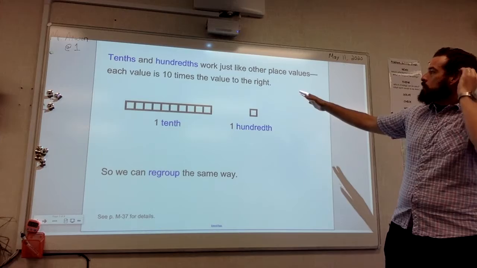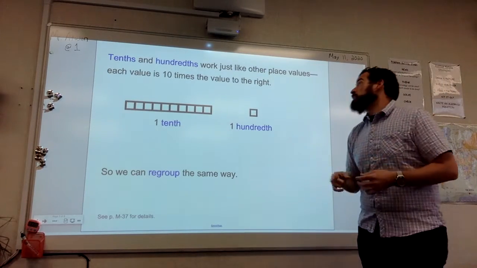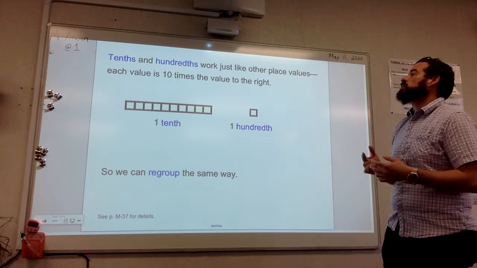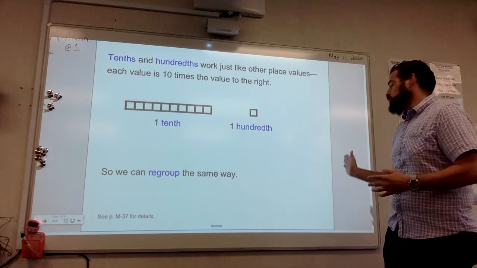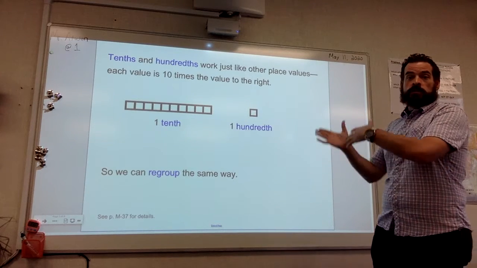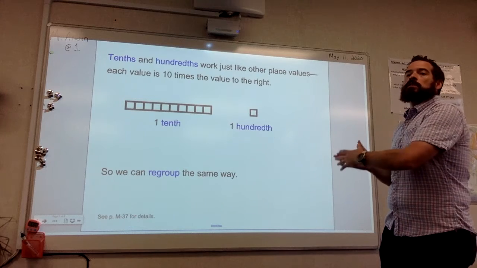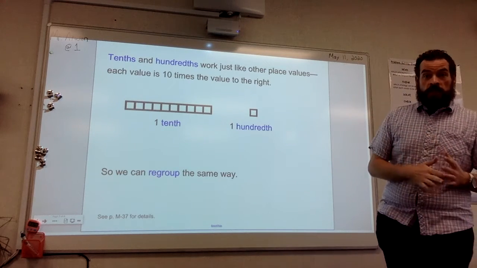So just talking about tenths and hundredths. And we talked about this in our last lesson, how they work just like the other place values, and that each value is 10 times the value to the right. So when we go to hundredths, there are 10 hundredths that make up a tenth, just like there are 10 tenths that then make up a 1. So it's the same kind of way.